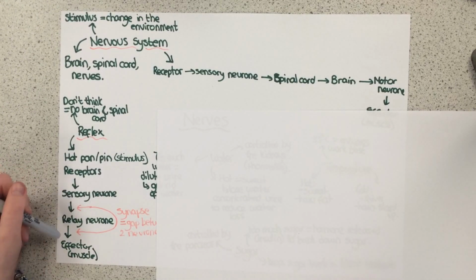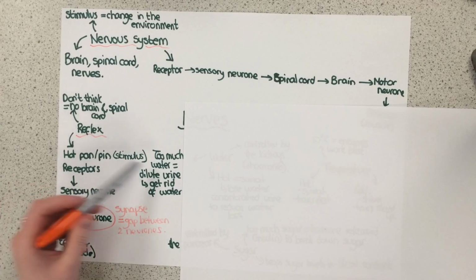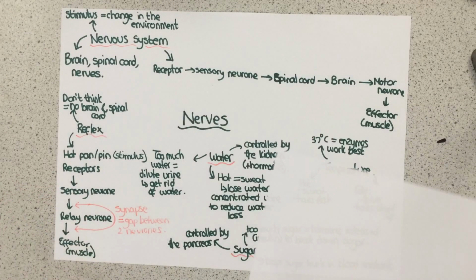In between your sensory neuron and relay neuron, there is a synapse, which is a gap between the neurons. A neurotransmitter has to move across for the electrical impulse to get over this gap.